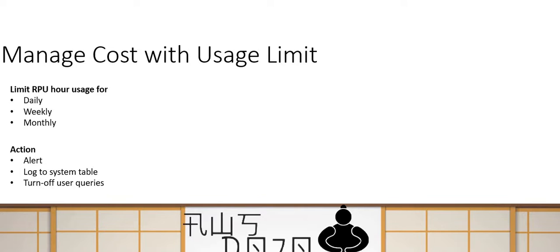And the third one could be that you simply turn off user queries. You say, hey, my users are not allowed to run any query anymore. And in this case also you can configure a notification. So basically, there are three courses of action you can take if you hit your usage limit for RPU hours.